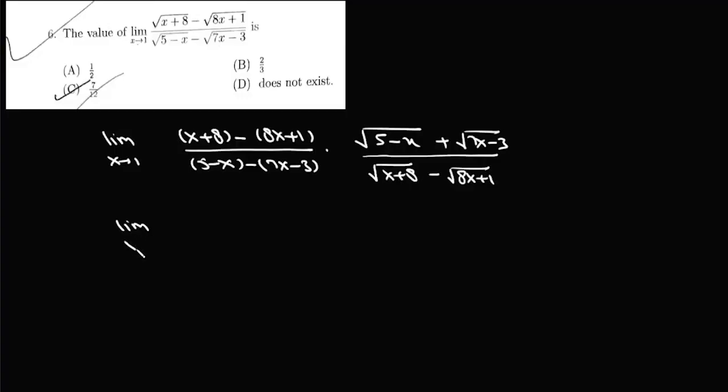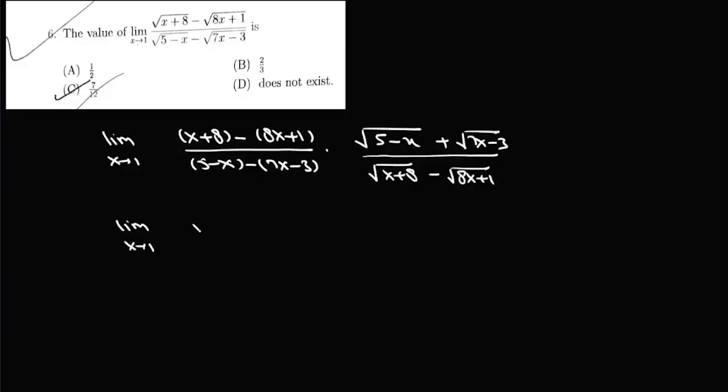Now in question number 6, we have to find the value of this limit. So what we'll do is we'll rationalize it. So now it'll be x plus 8 minus 8x plus 1, and here will be 5 minus x minus 7x minus 3 into, and this is under root of 5 minus x plus under root of 7x minus 3 divided by under root of x plus 8 minus under root of 8x plus 1. Now we can write this as this limit x tends to 1.